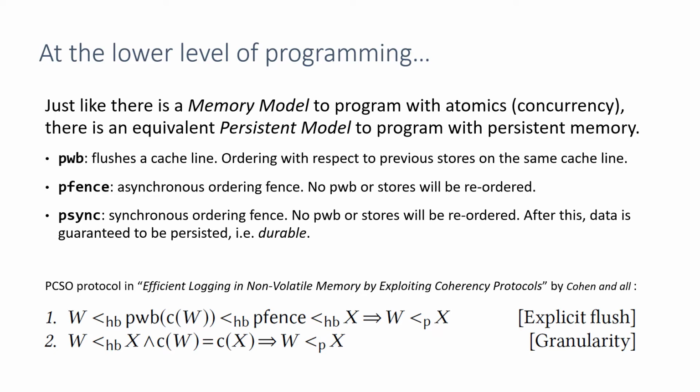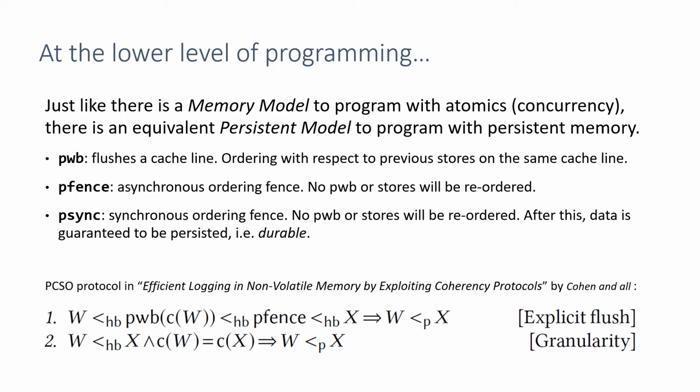When you do a psync, you're guaranteeing that the data that you wrote before to persistent memory is now persistent, it's durable, it has reached the durable storage. While with pfence, you're just enforcing ordering amongst the different writes accompanied with cache line flushes.